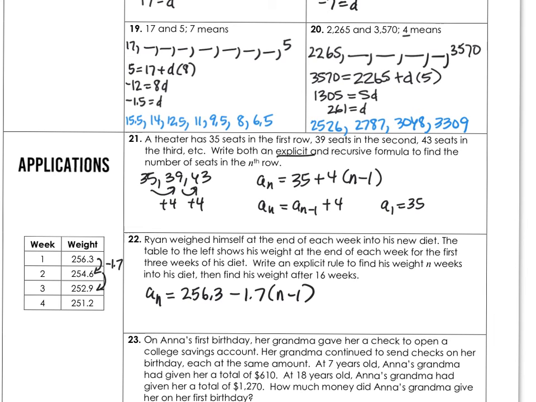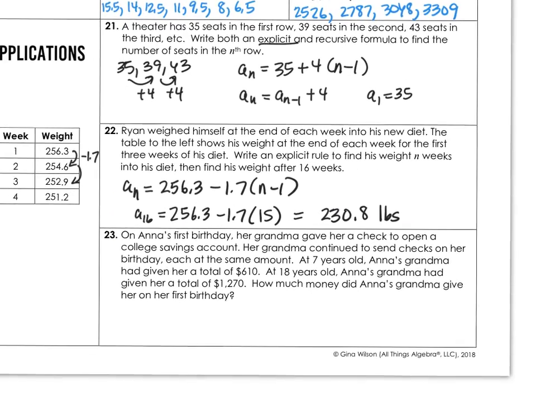And then they want, what is it in 16 weeks? If you continue this pattern, then we just plug in, let's see, 256.3 minus 1.7 times 15, and I think you get 230.8 pounds. All right, let's look at this last one.